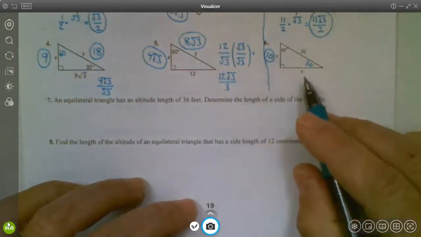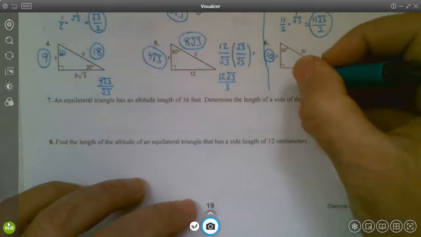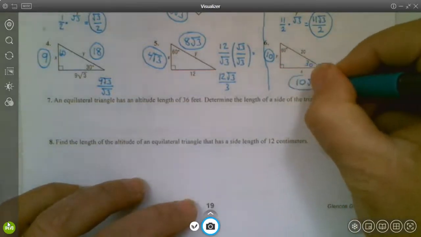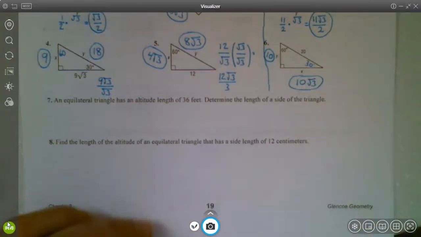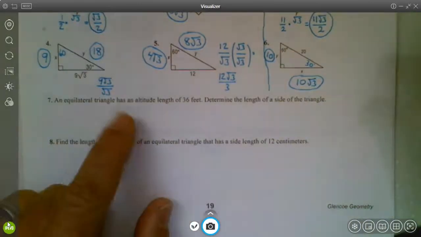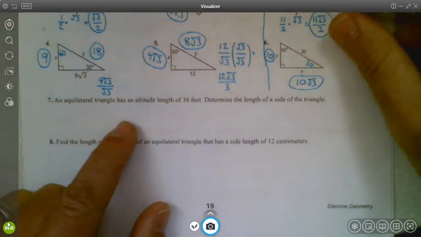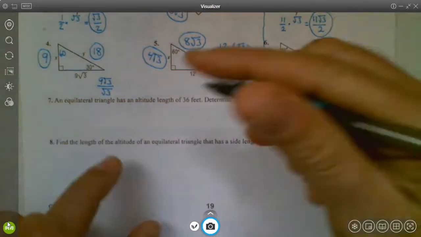How do we go from short to long? We multiply by the square root of 3. All right, so there's our patterns. These are super important, so please watch this. A very, very popular question that you guys are going to run into is an equilateral triangle.